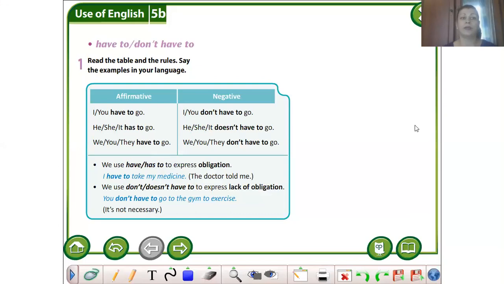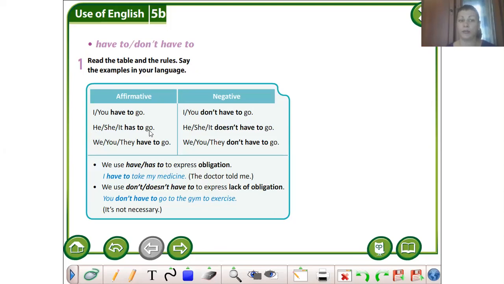Okay, we're going to start with have to and don't have to, with the affirmative and negative forms. We usually say that modal verbs don't need the auxiliary to make the affirmative and negative forms. But have to and has to are the exceptions. Look at the examples. I have to go. I don't have to go. You have to go. You don't have to go.